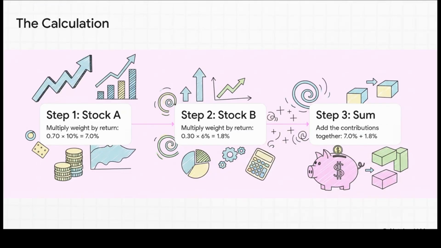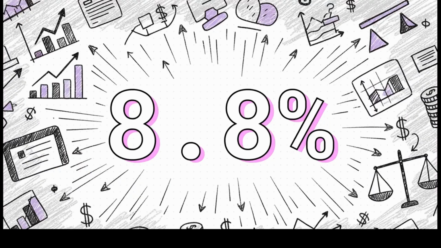Okay, let's do the math. First, we find stock A's contribution. We take its weight, 70% or 0.70, and multiply it by its expected return of 10%. That gives us 7%. Then we do the exact same thing for stock B. Its weight, 30%, times its 6% return, that gives us 1.8%. The final step, you guessed it. Just add those two numbers together. And there you have it, 8.8%. That is the total expected return for our entire portfolio.